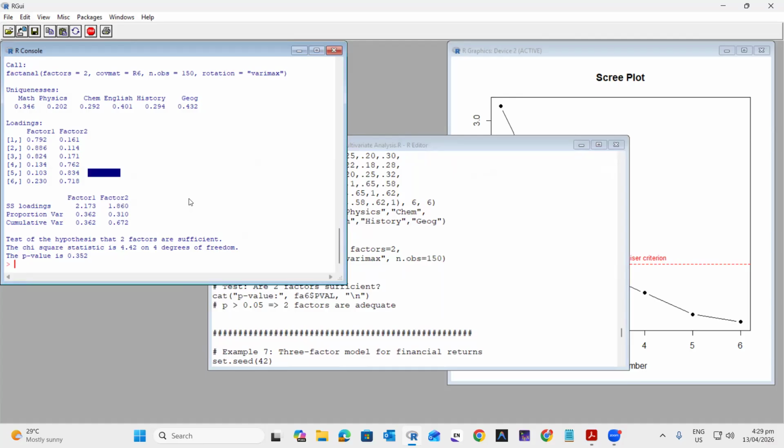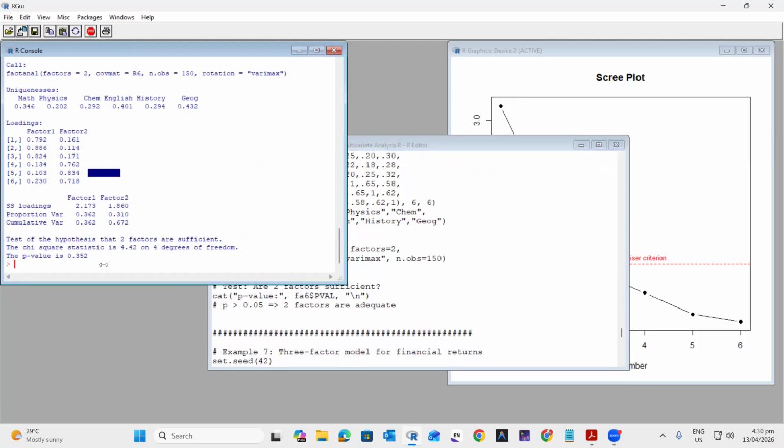After that we have the SS loadings, the sum of squares of loadings. That is 2.713 and 1.86. After that, we have the proportion of the variance, that is 0.362 and 0.310. So factor 1 explains 36.2% of the variance, and factor 2 explains 31% of the variance. Together, both of them explain 67.2% of the variance.